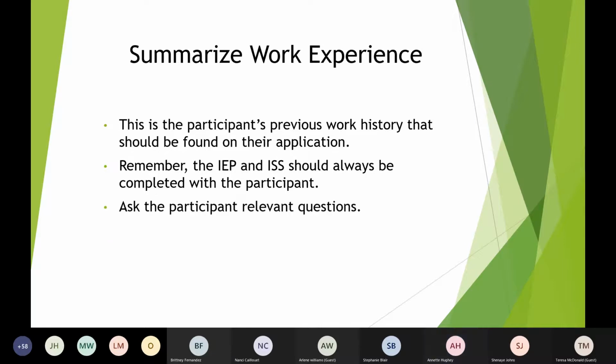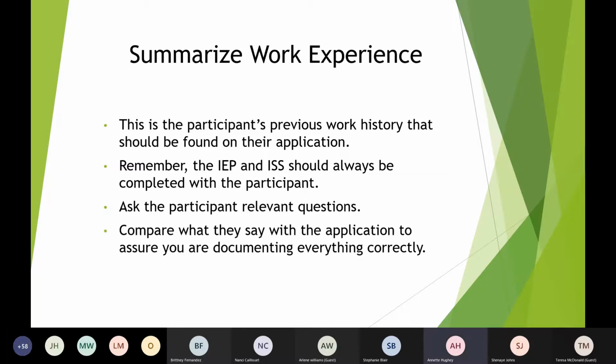Again, we have to make sure that we ask relevant questions based on the information that the participant has provided on the different forms that we have received. We have to compare what is being recorded or documented in the application and in the assessment, to make sure that the participant's voice is being heard and that any barriers or any needs are addressed.